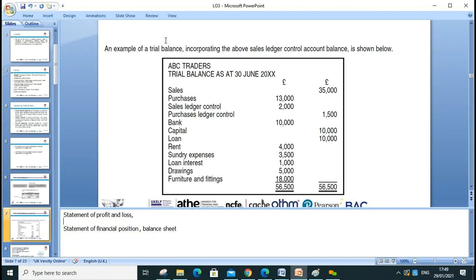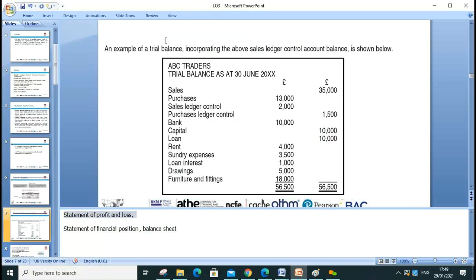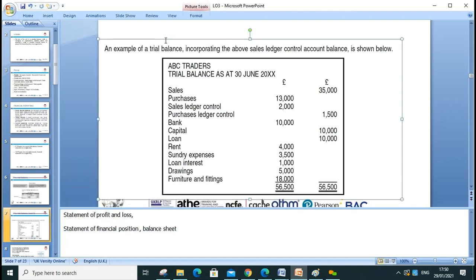I'm saying sales, which statement will it go to? Statement of profit and loss. Excellent. Purchases. As well, statement of profit and loss. Purchase ledger control. Balance sheet, which is a liability, yes. Bank. Balance sheet. Capital. Balance sheet. Loan. Balance sheet. Rent. Profit and loss. Salary expense. Profit and loss. Drawings. Balance sheet.